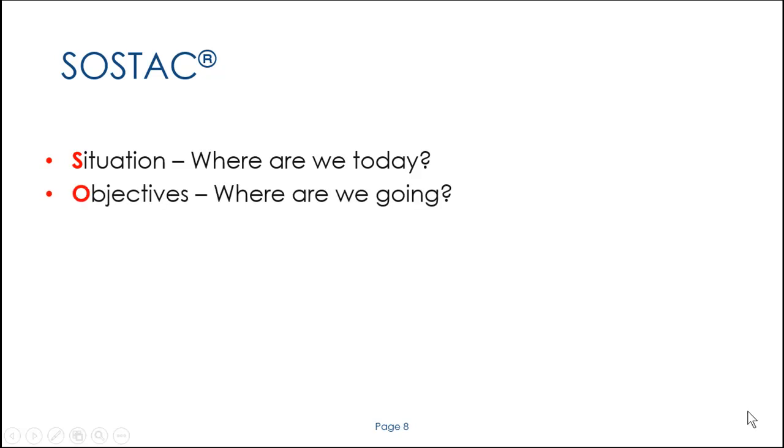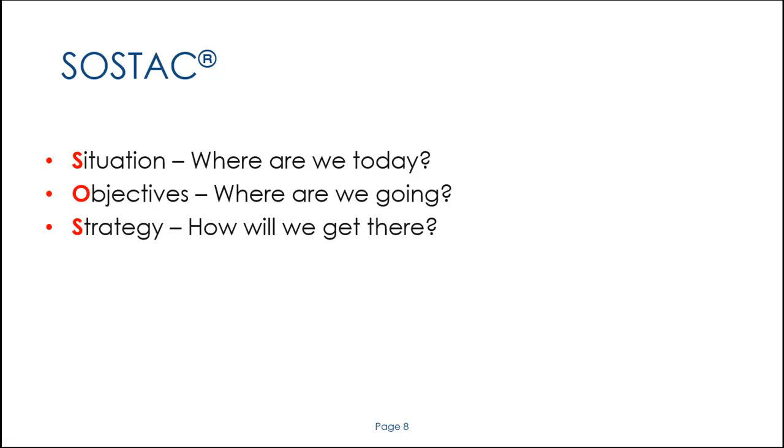The second letter of SOSTAC is O, which stands for objectives, and this answers the question, where are we going? So situation establishes the starting point, and objectives state where you want to go at the end of your marketing journey. It's the target, the place you want to arrive to be successful. The next letter in the acronym is another S, and this stands for strategy, which answers the question, how will we get there? And strategy, as I'll explain later on, is one of the most misunderstood and misused words in marketing today and in business generally. I'll explain why that is and how to think about strategy and formulate strategy correctly. So strategy is how will you get to your chosen destination, or how will you achieve your objectives.